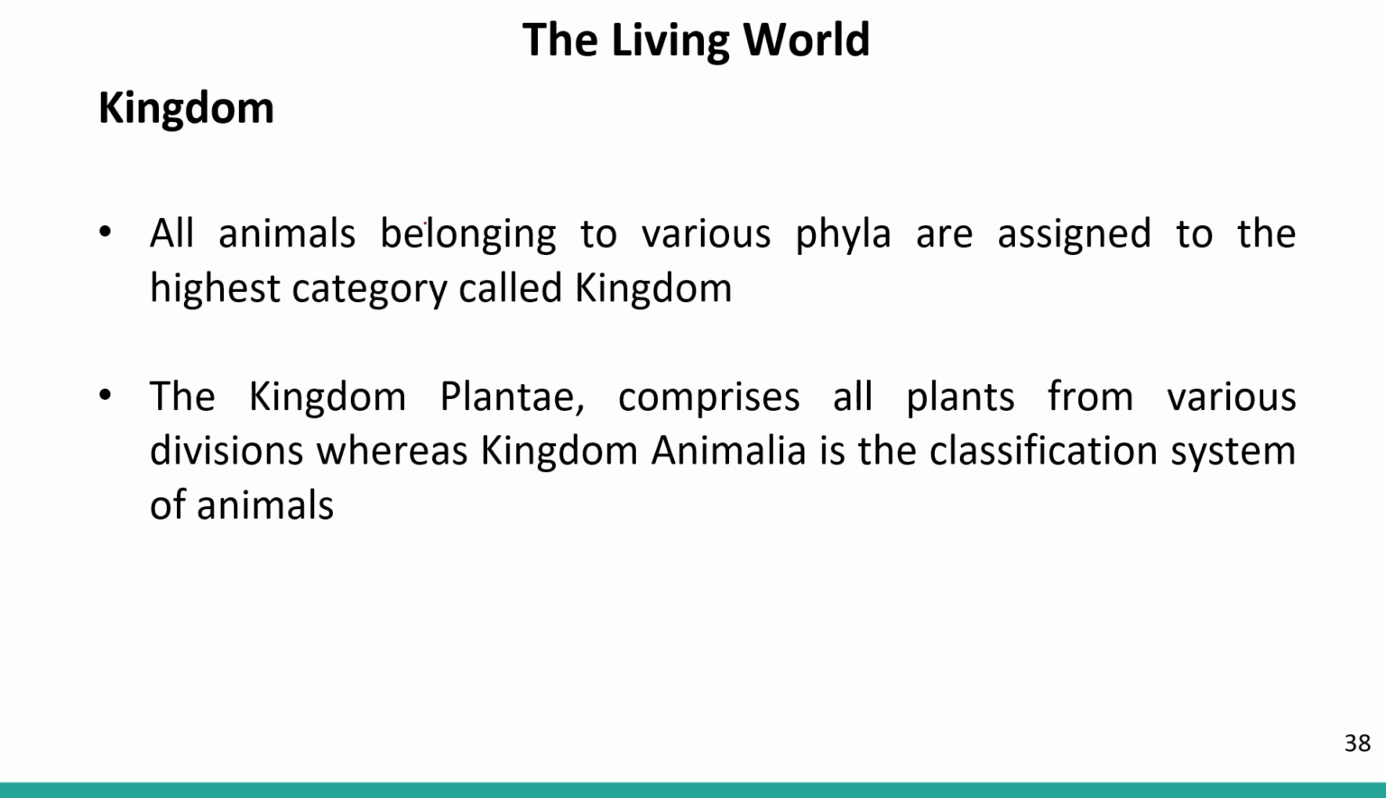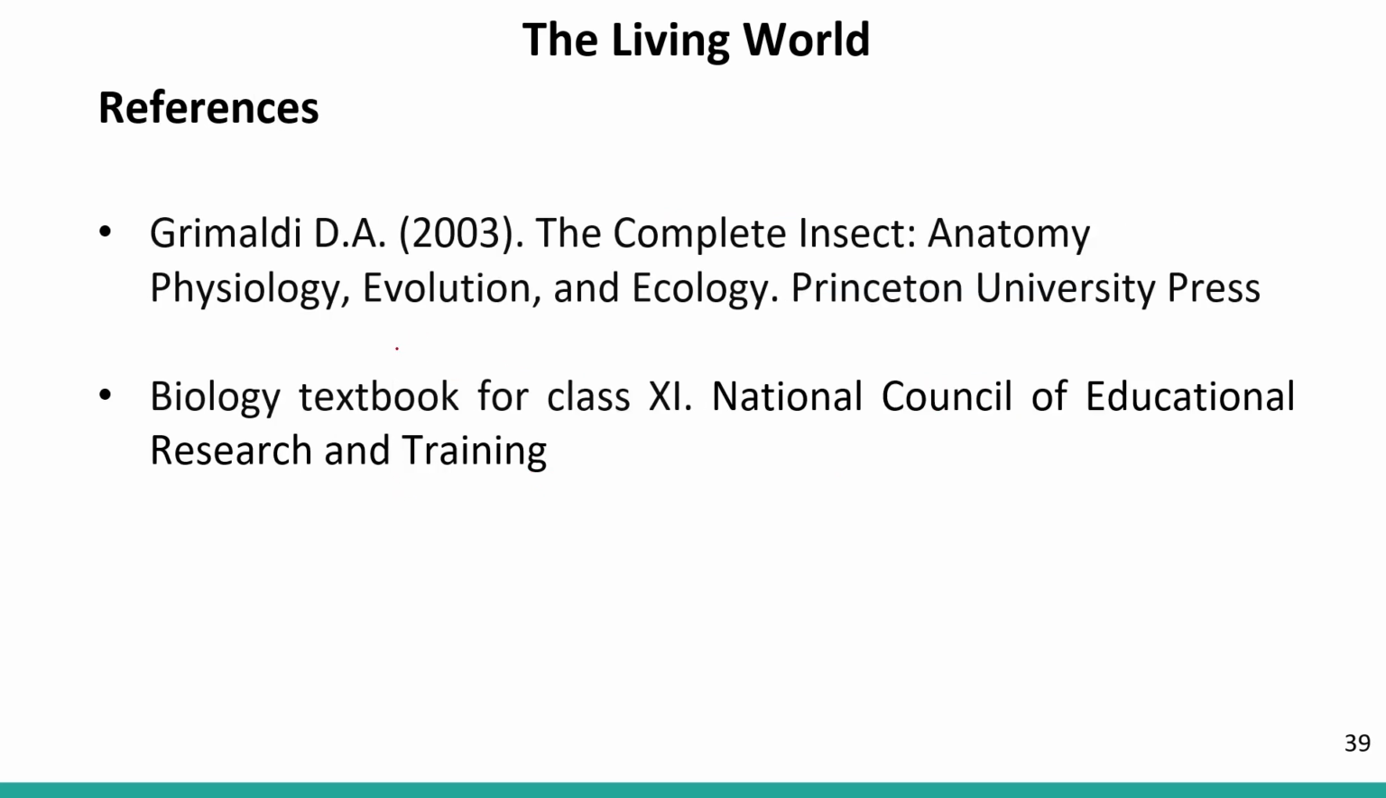The next is the kingdom. Okay, kingdom is the highest taxonomic category. So all animals belonging to various phyla or divisions are assigned to the highest category called kingdom. Now there are two types of kingdom. Okay, first is kingdom Plantae, which comprises all plants. Alright, and we have kingdom Animalia, which is the classification system for animals, or you can say it comprises all the animals.